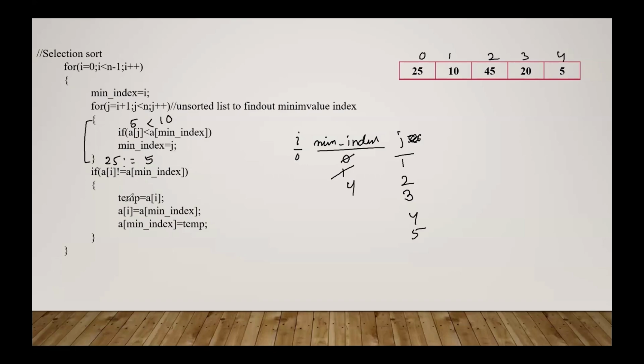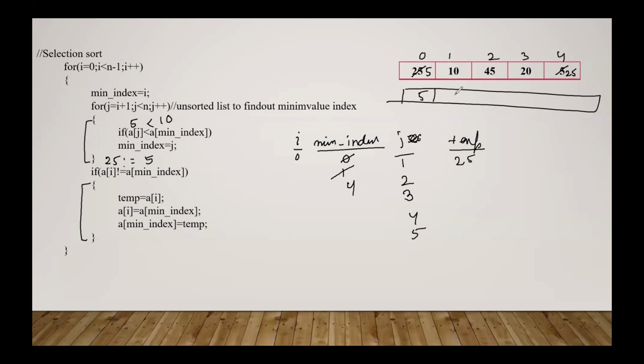If it is true, then we have to swap. For example, if we search and we get the same value, there is no need for swapping. That's why we write this code. So if it is true, meaning the min index is not the first element, then we have to swap. We store temp equal to a[i]. What is the a[i] value? 25. Then a[i] stores a[min index]. What is the min index? 4, that is 5. So it stores the 5 value right now. Then a[min index] stores the temp value, that is 25. So after the first iteration, what happened?